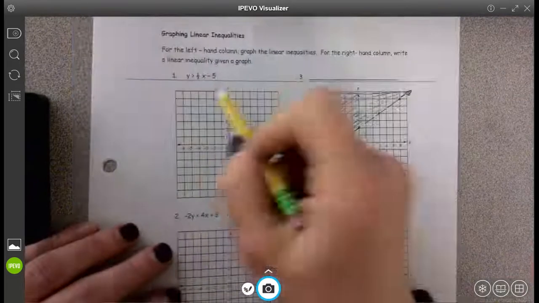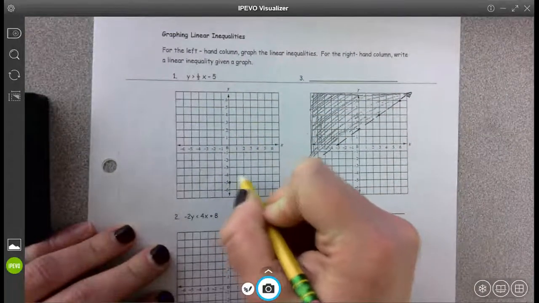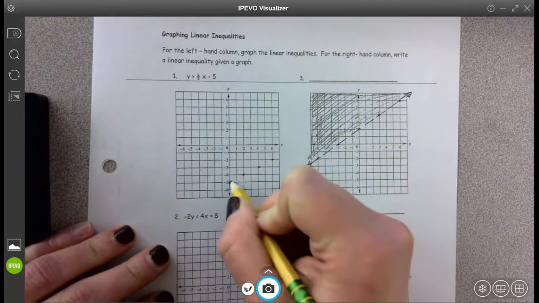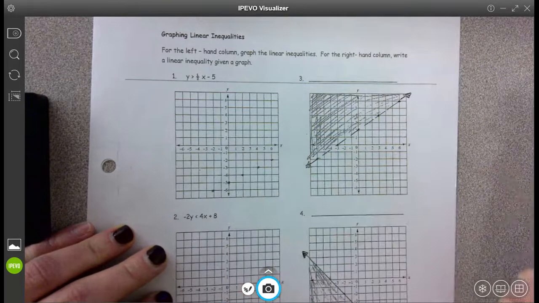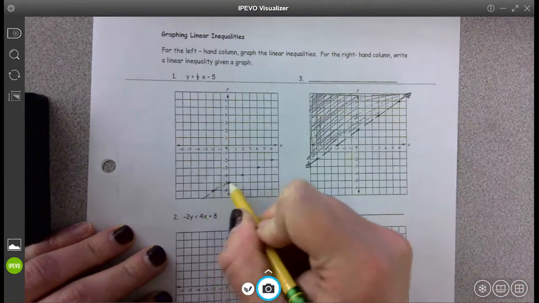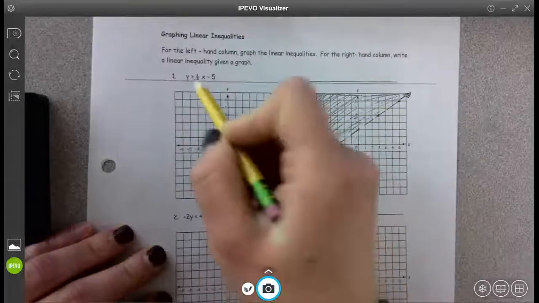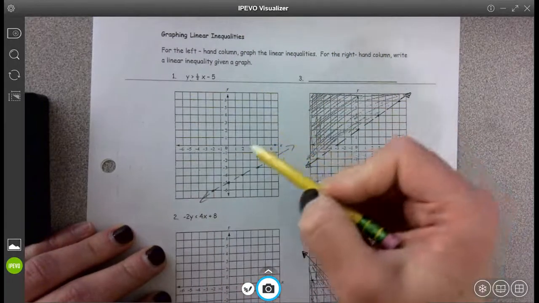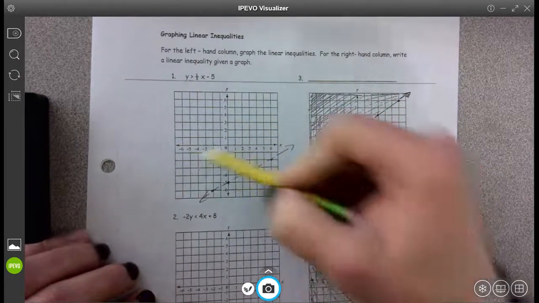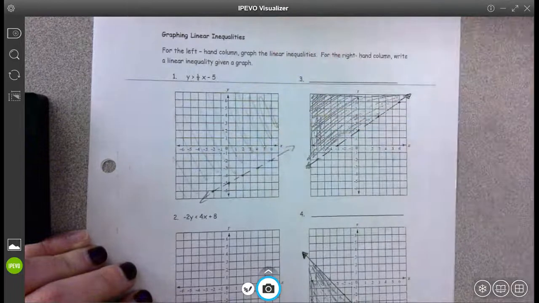Okay, so this one we're going to begin at -5, and you go up 1 over 2, or down 1, left 2. Now, you're greater than, not equal to, so it's a dotted line because you're not on the line. You are just simply greater than it. So are your y values greater on this side or on this side? Your y values are greater on this side.